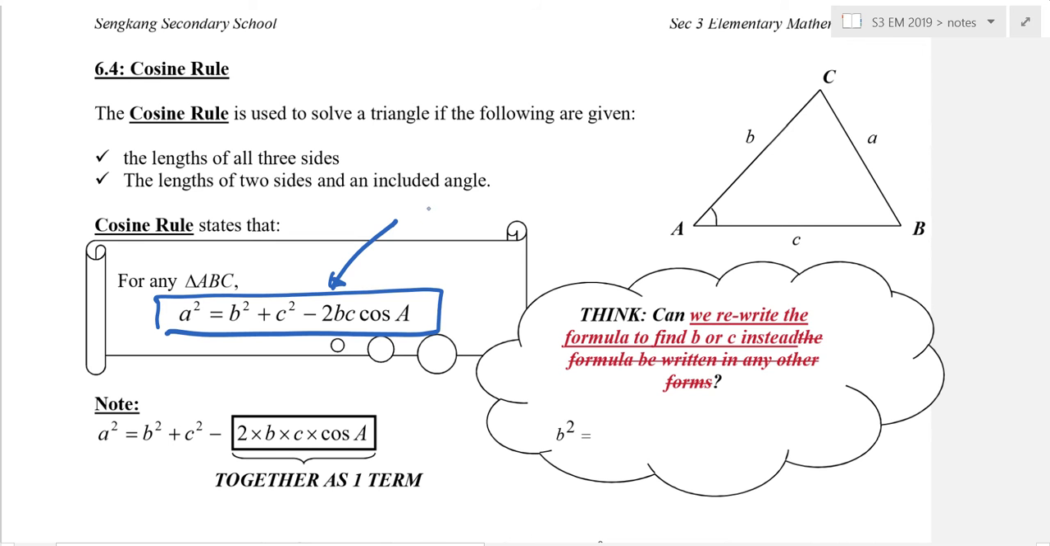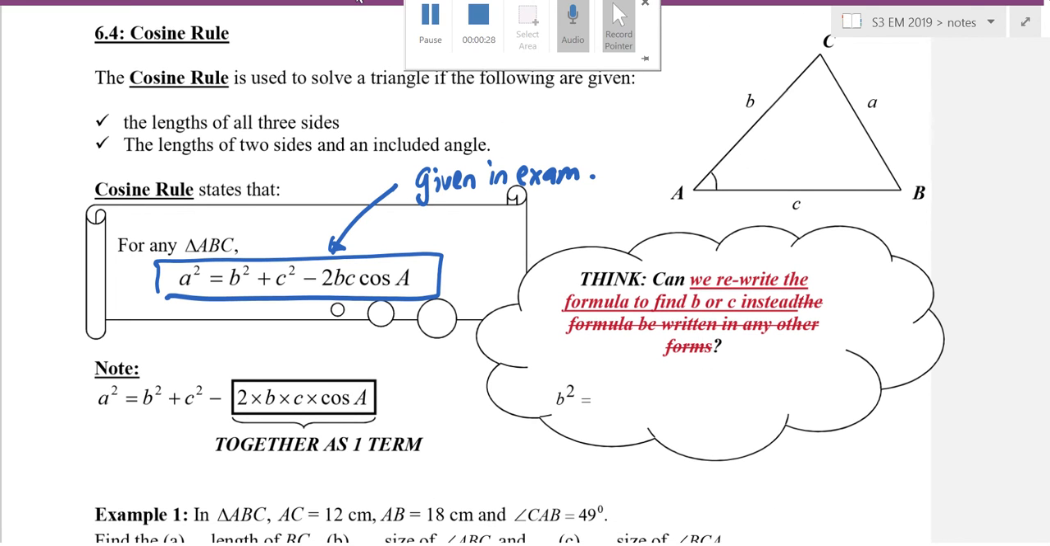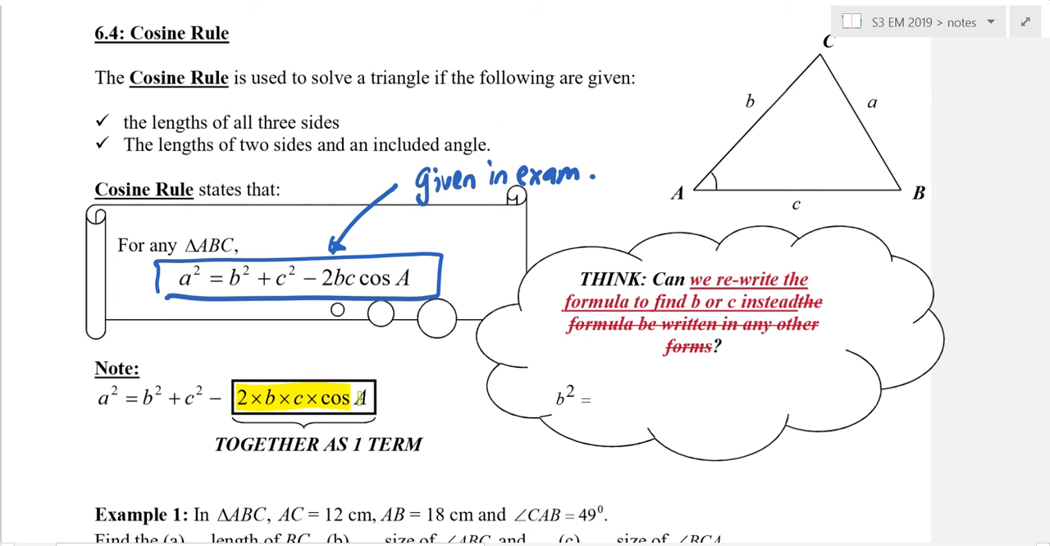Can you write it down? It is given in the exam. What is the most important and critical in this formula is this part. Can you highlight? No, this is given in the exam, right? So can you highlight the most critical part, which is 2BC cosine A. It is together. It is one term. You don't separate them by minus. You separate them by divide. Okay, later I show you one example why we highlight this.